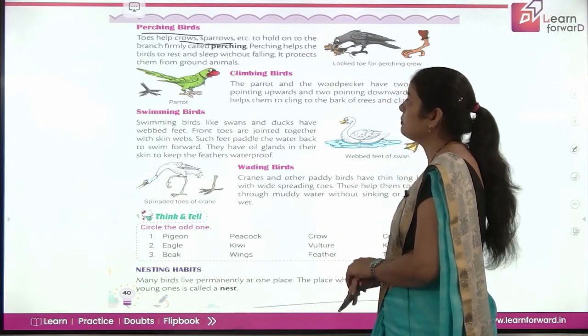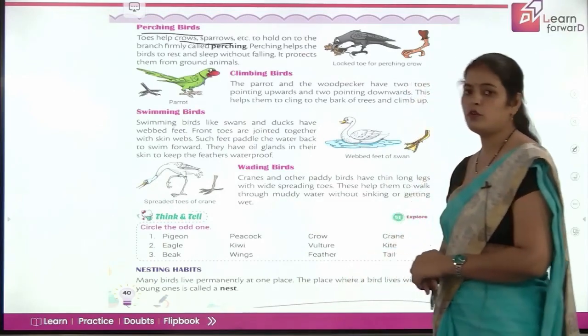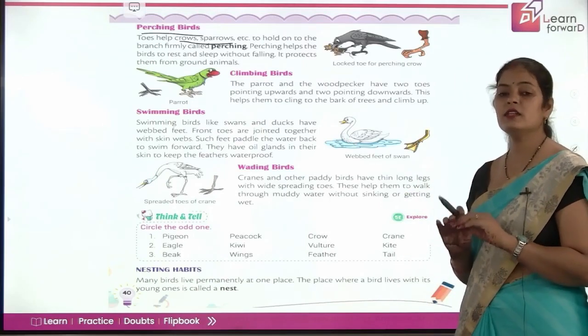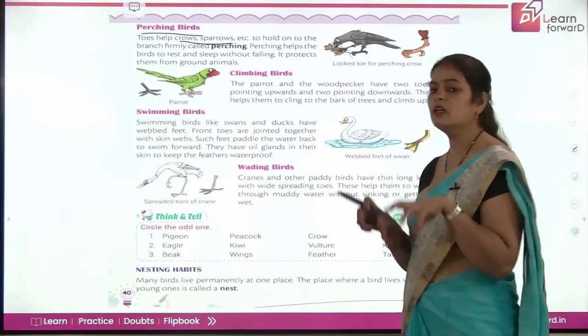Perching helps the birds rest and sleep without falling. They can just rest there, sit there, and even sleep without falling because they have such a tight grip.